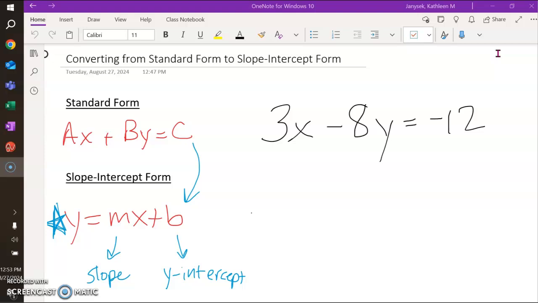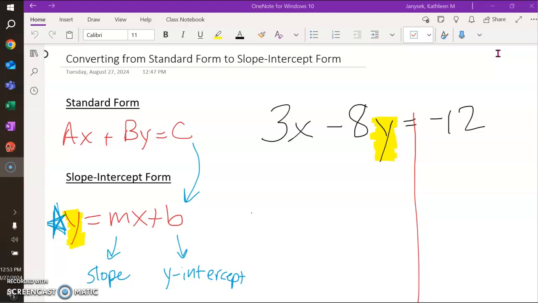Now, converting really just means solving, because keeping in mind, when you look at y equals mx plus b, y is alone. So our goal then is to solve for y, get y by itself. So just like with any of the other problems we did in this unit, we draw our line where the equal sign is, okay? And we are going to try and get y alone.